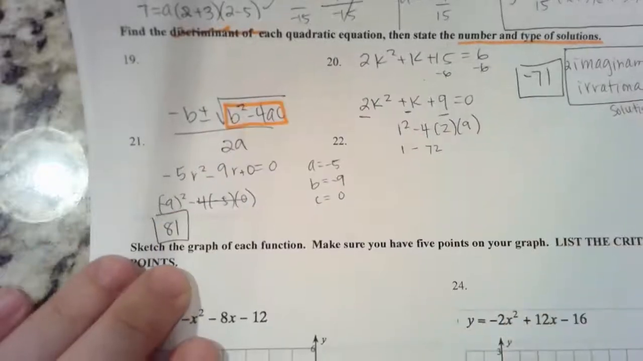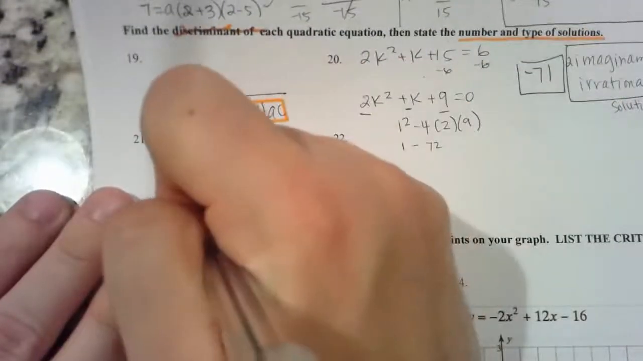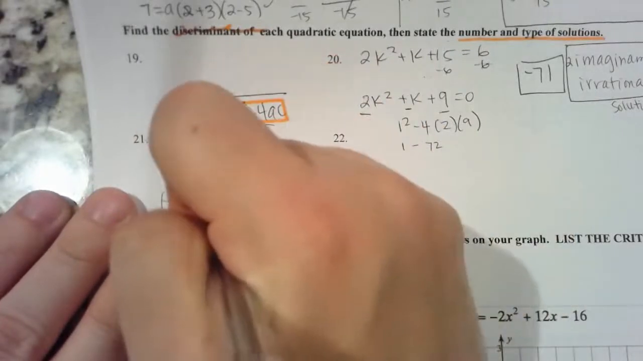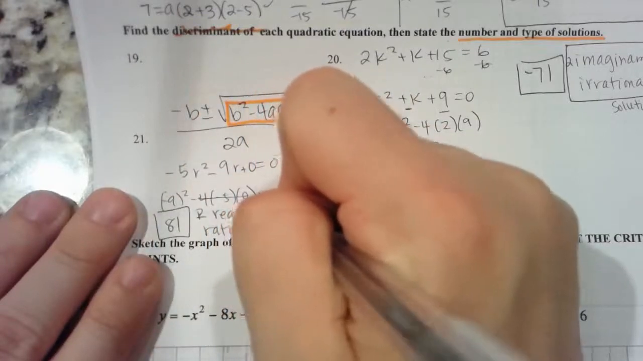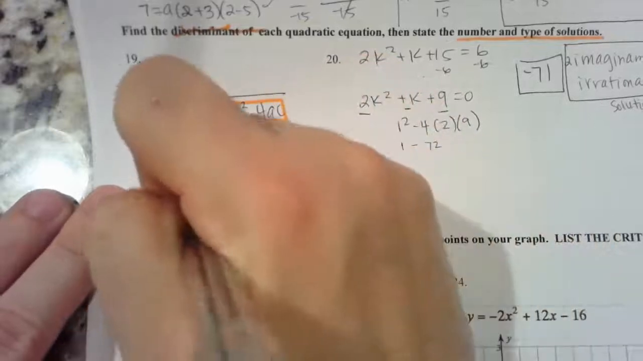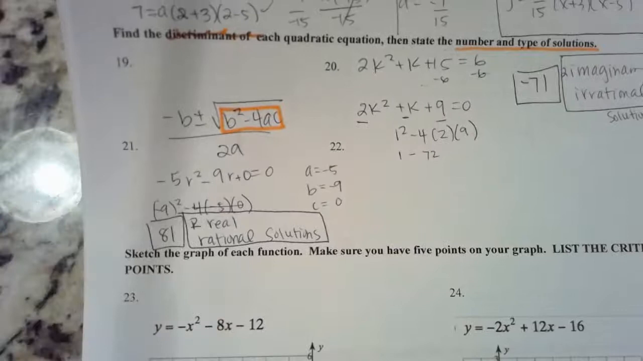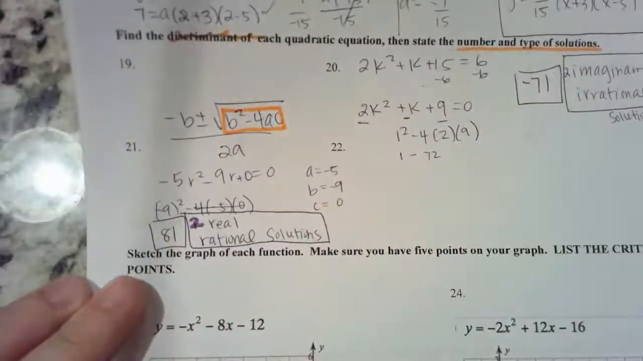81 is a positive number, so I'm going to say that that is real. 2, real. Rational. Now, why did I say rational? I said rational because it's a perfect square. If it was a 36 or a 49, 100, that's the number 2.